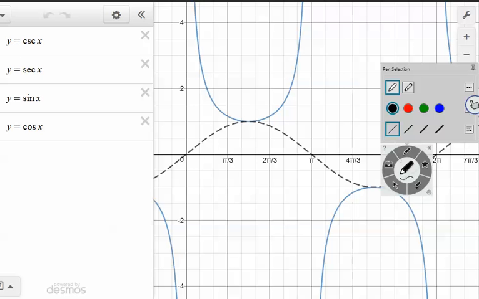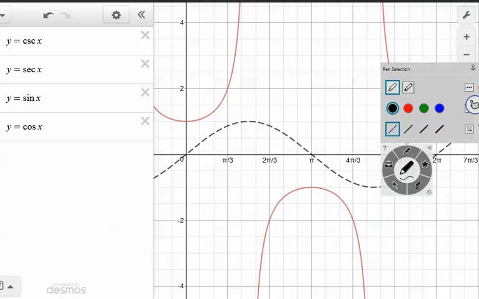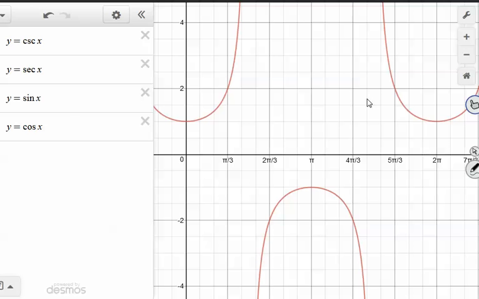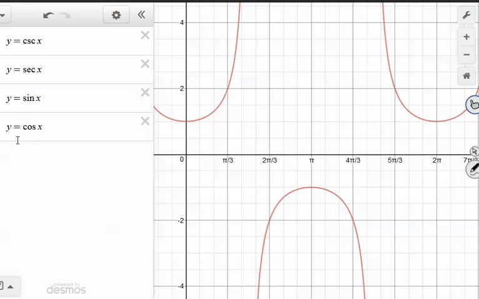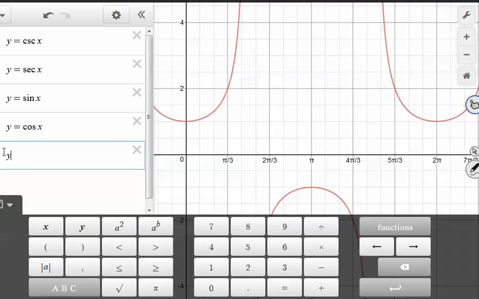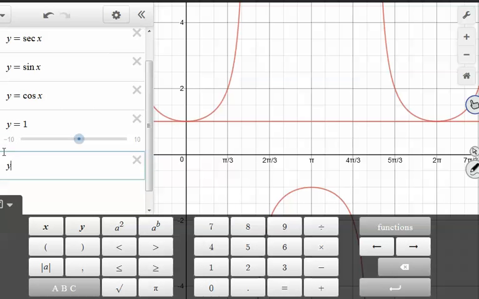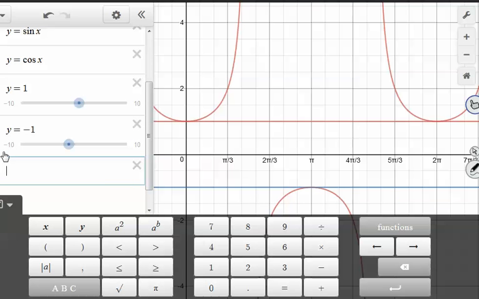So let's look at the secant. Here's the secant. I've modified this a little bit so you can see it goes from multiples of pi, but this is the secant graph. Now, notice it looks like we have some horizontal and some vertical asymptotes. My horizontal asymptotes are at y equals 1 and y equals negative 1. And I wonder why that is.